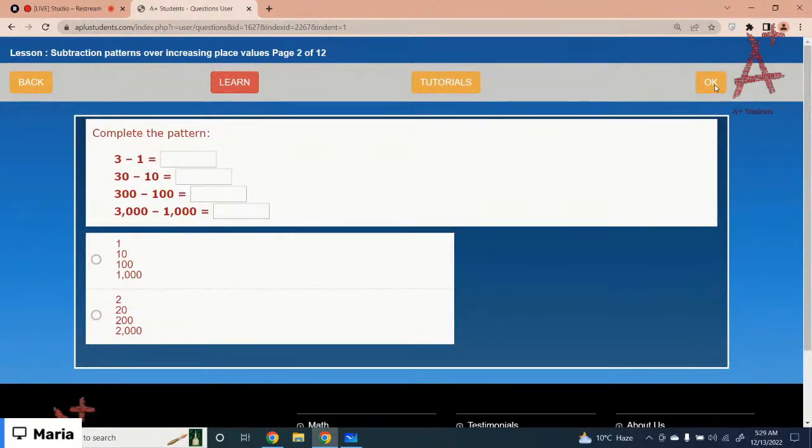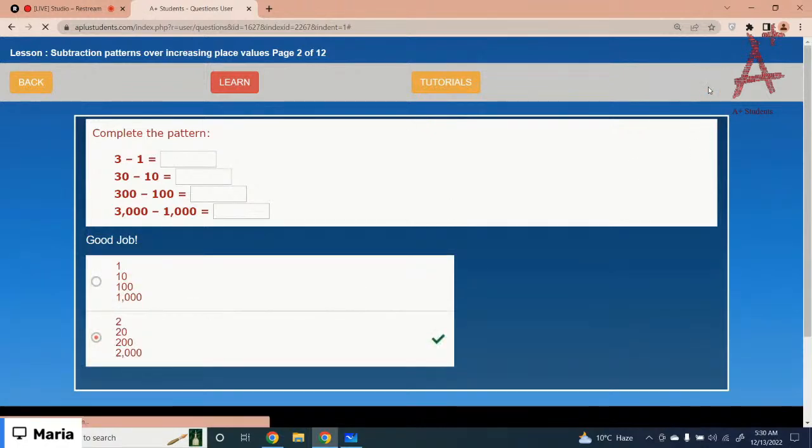Okay, the next one is complete the pattern. 3 subtract 1, 30 subtract 10, 300 subtract 100, and 3000 subtract 1000. So which is the correct option? It would be 3 subtract 1 is 2. Got it? So it would be 2, 20, 200, and 2000. Very good. Just select the correct option and click on the OK button.